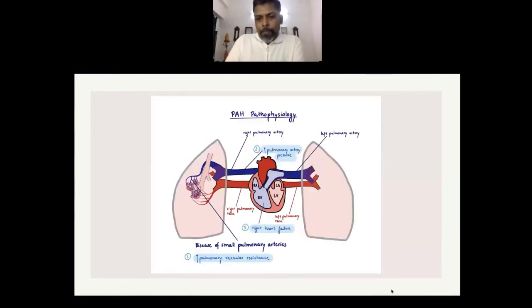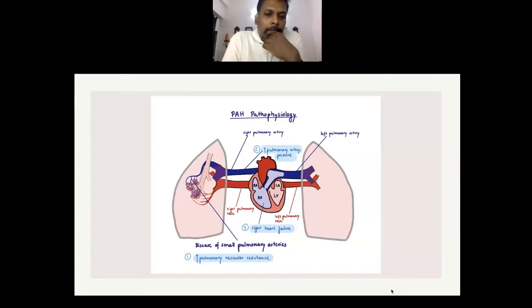So now what is the consequence when we have a disease and a narrowing in these small pulmonary arteries? The consequence is that we're going to end up with more resistance. We're going to have increased pulmonary vascular resistance. If you have more resistance here, we're going to have a higher pressure in the pulmonary artery. If you have a higher pressure in the pulmonary artery, the right ventricle needs to work much harder because it needs to work against this increased pressure.